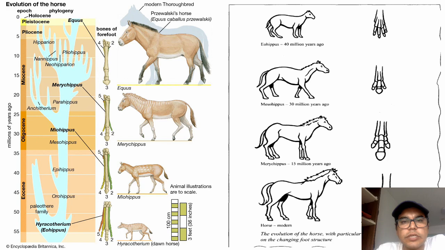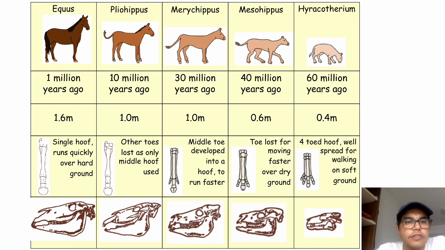In a clear picture, you can see that 40 million years ago it looked like this, and 30 million years ago it had become elongated, and here the single hoof structure can be seen. Now if we look here, it becomes clearer that 60 million years ago, along with the hoof, there were also developmental changes in the skull of the horse.